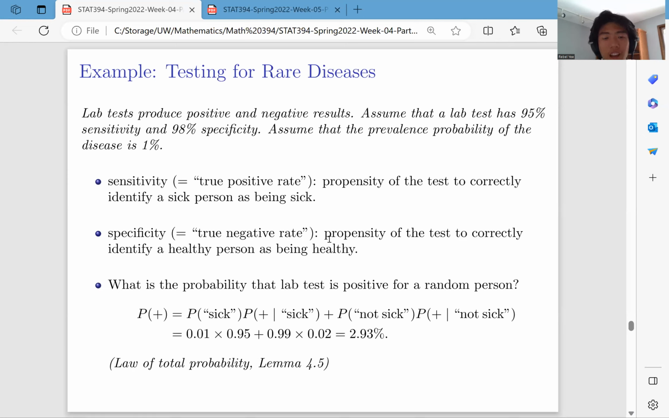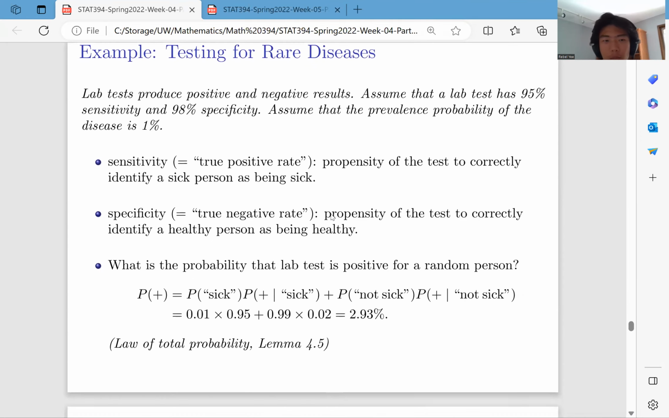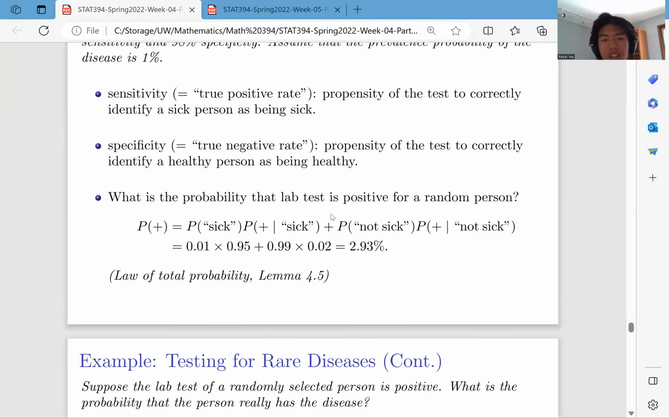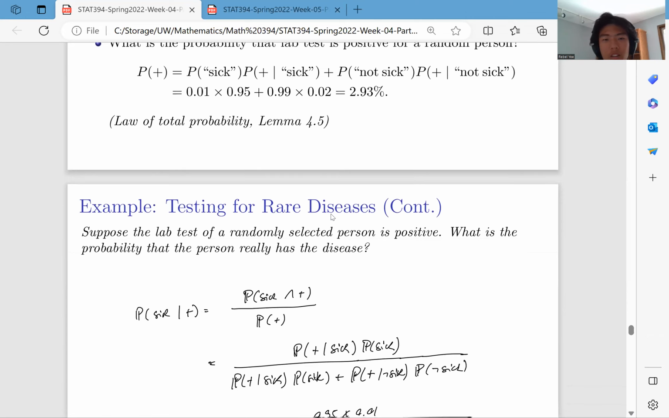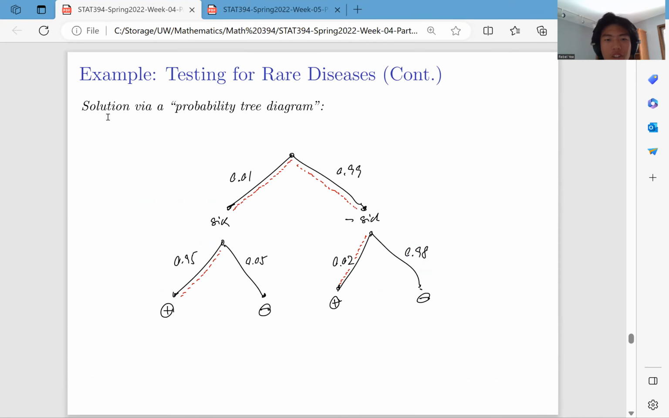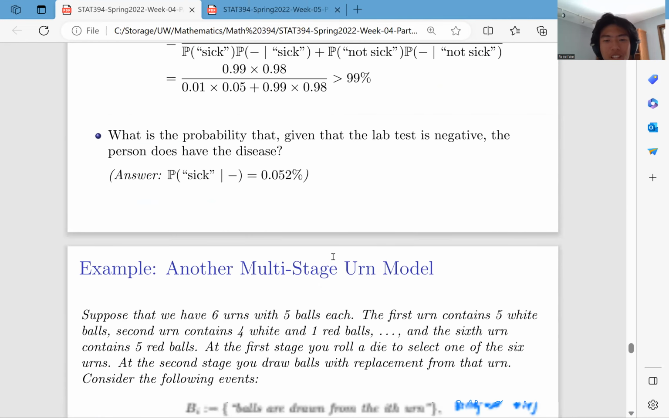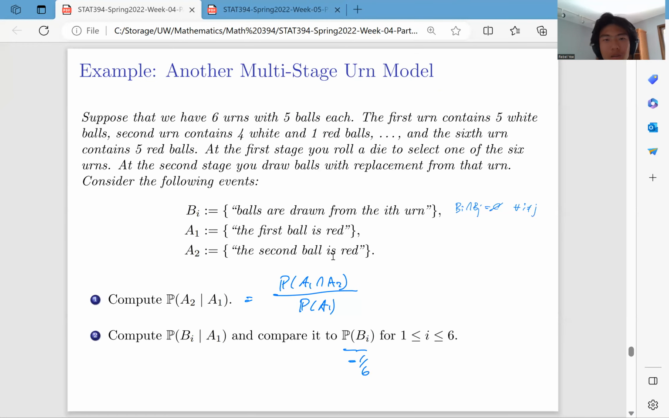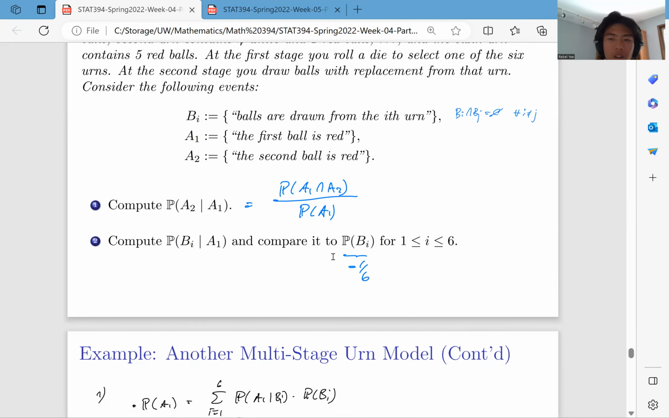Hello, everyone. In the last class, we have already discussed conditional probability, and we used two examples to illustrate the process. The first one is testing, like positive and negative testing, using the Bayes rule and the law of total probability to figure it out. One common feature is the probability tree diagram. The second example is the multi-stage urn model. So hopefully you can still remember it.